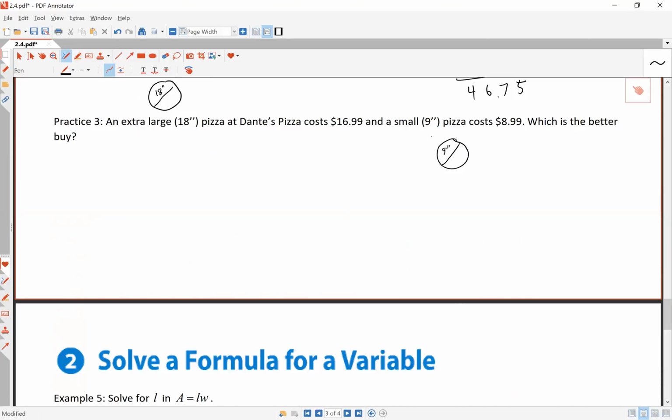Which is the better buy? Now, when I say which is the better buy, I mean if we were feeding about 25 people, would it be cheaper to buy a bunch of extra larges or a bunch of smalls? We all probably know the answer to that because we all go into a pizza restaurant. We know that the extra large is typically a better buy. But let's see, because it's actually a cost per square foot, or square inch in this case.